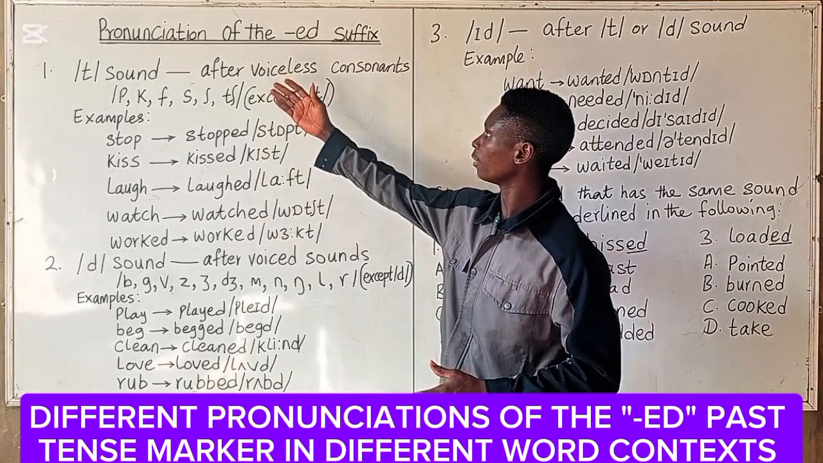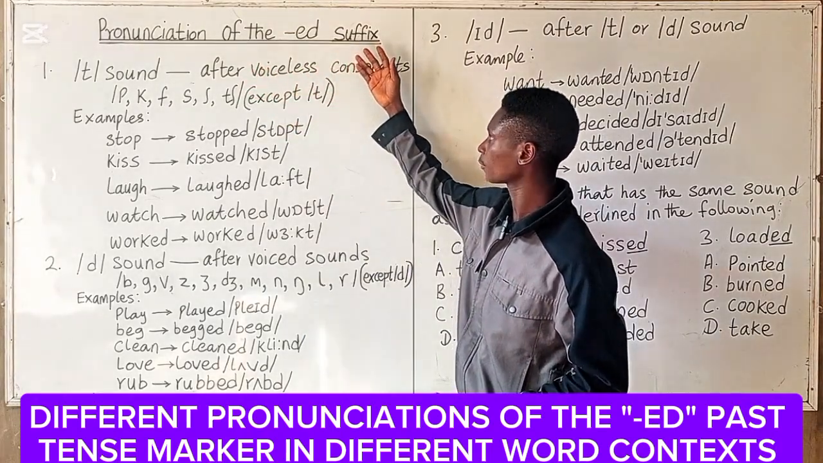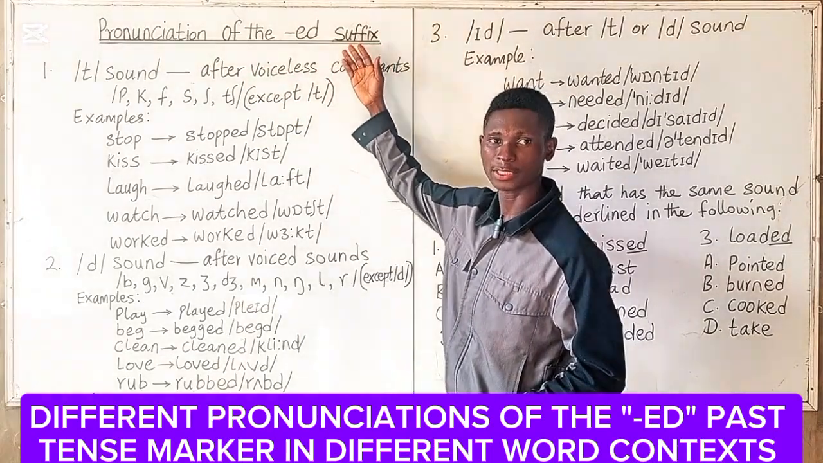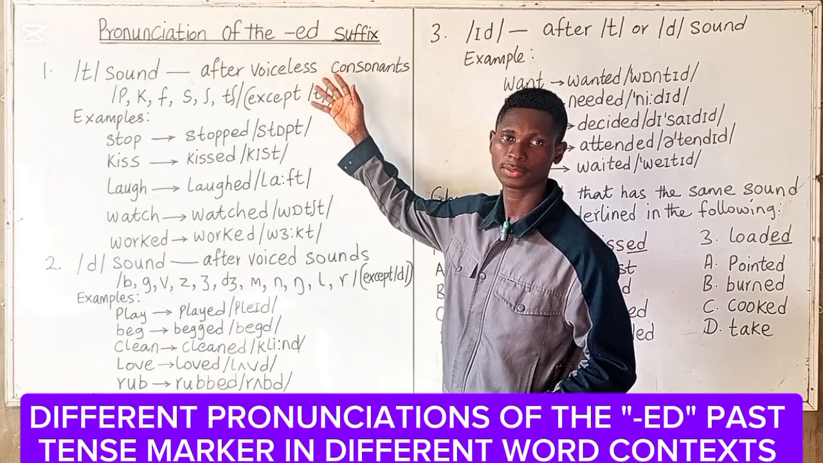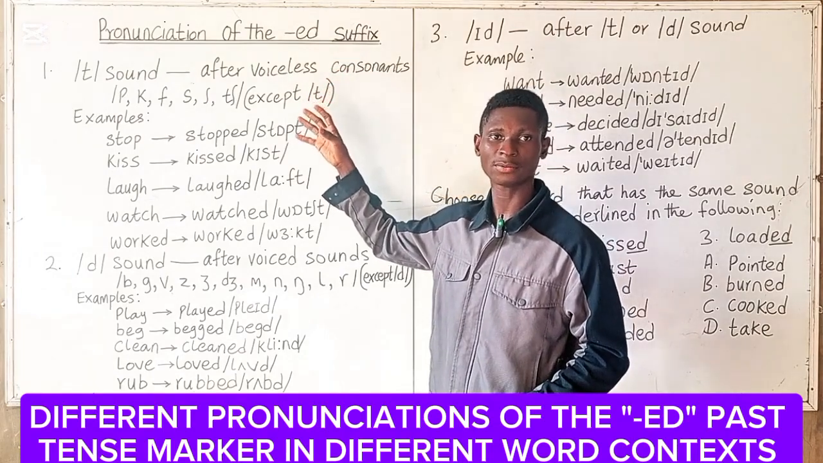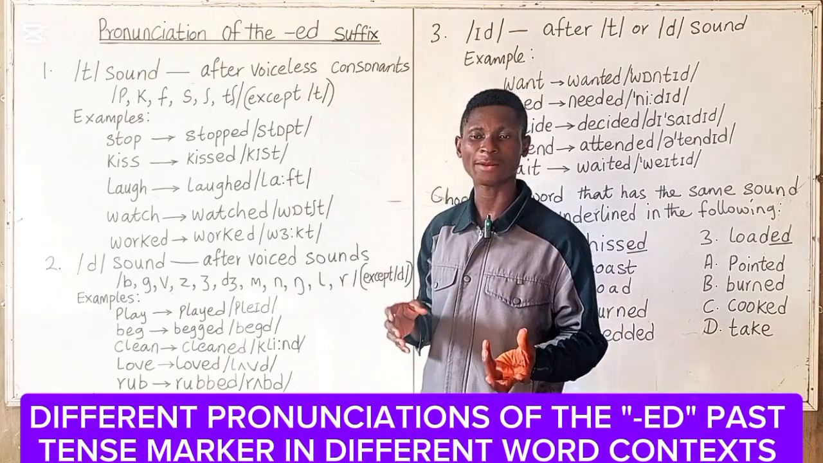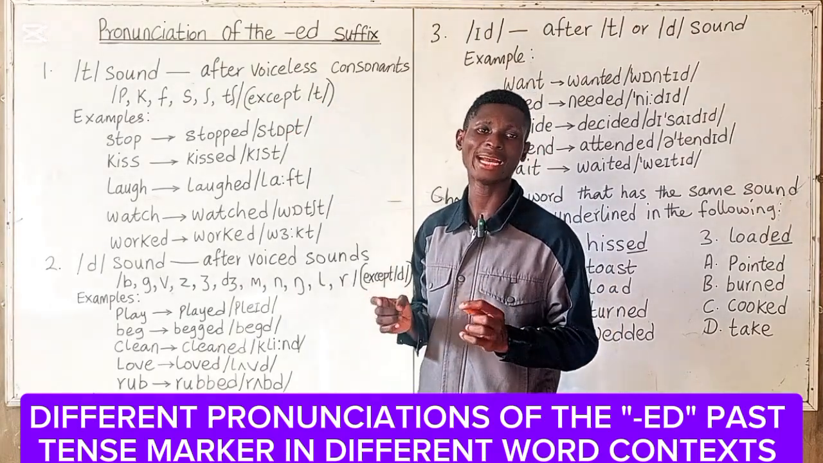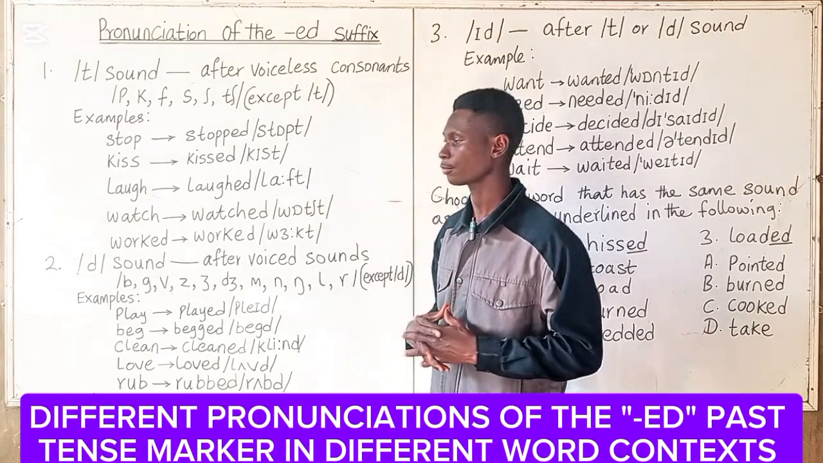Okay, so we have here the pronunciation of the ed suffix. I'm calling it a suffix because we normally have it at the end of verbs, especially the regular verbs. When I say regular verbs, I'm referring to those verbs that form their past tense and past participle with the addition of d or ed suffix.